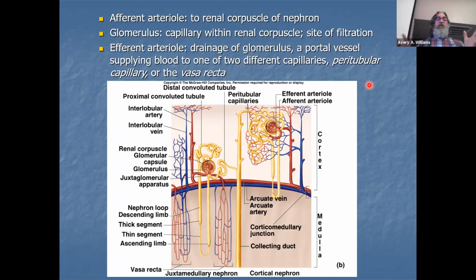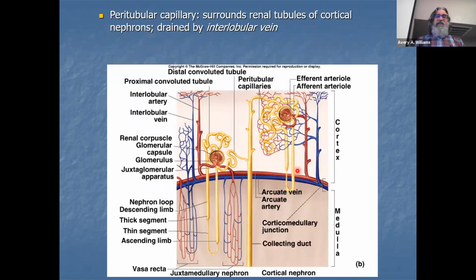Remember what portal vessels are, between capillary beds? It's supplying blood to one of two different capillaries, either a peritubular capillary, that's this one, or a vasa recta, that's what these are. And they're different. Now, I'll tell you the differences. The peritubular capillaries, these guys up here, surround the renal tubules of the cortical nephrons. This is a cortical nephron because it's up in the cortex, get it?